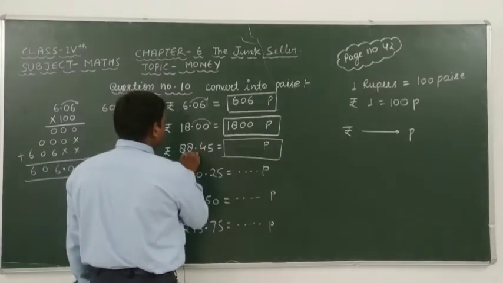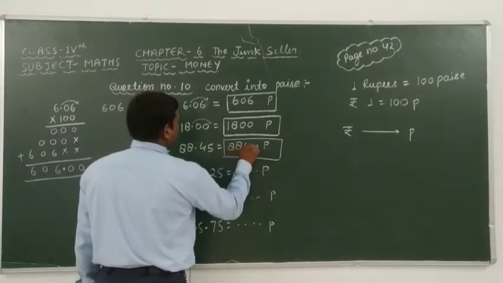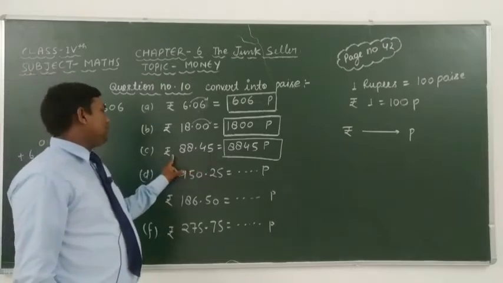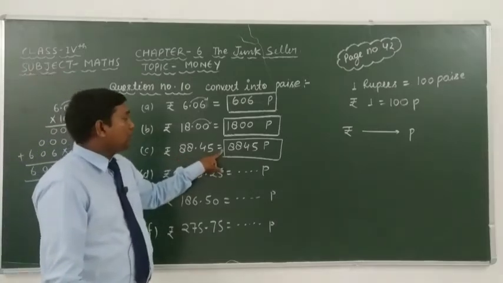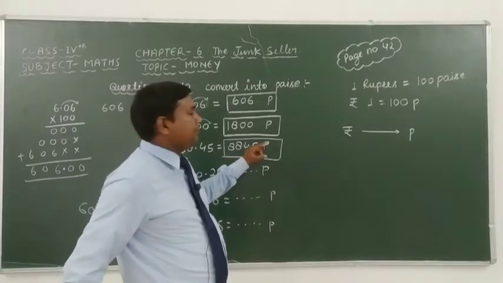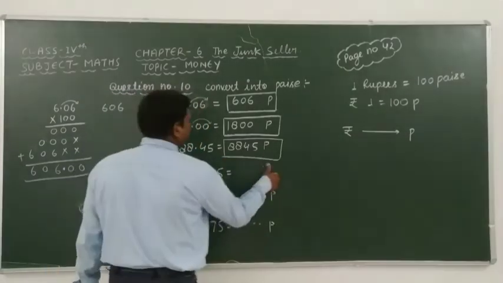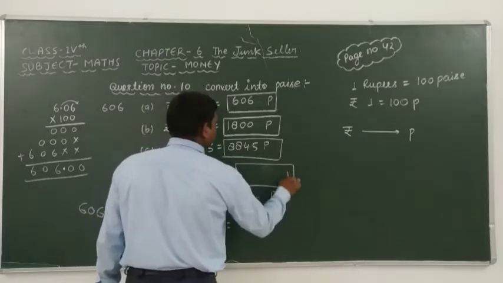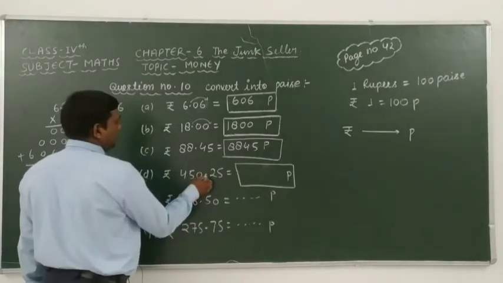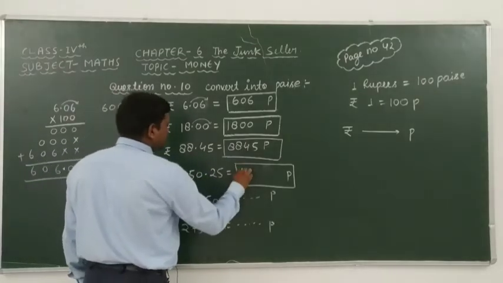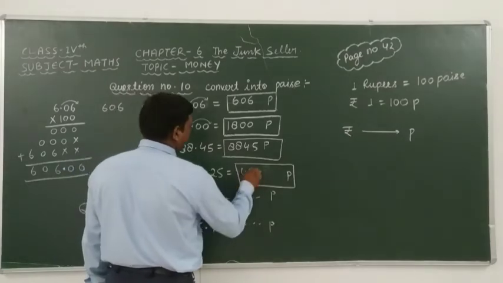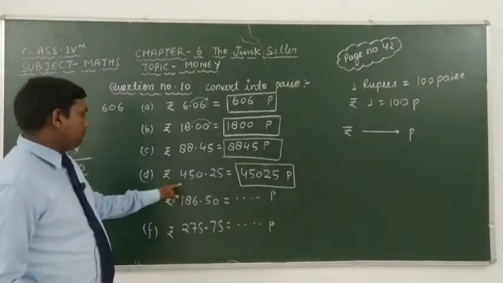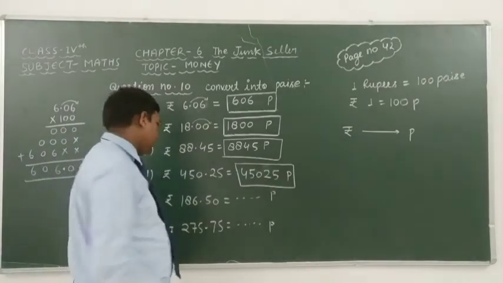then we get 8845. It means that rupees 88.45 is equal to 8,845 paise. Okay, similarly we can solve all given questions. Look at here carefully. Here given that 450.25, therefore we can write 45025. It means that 45,025 paise.